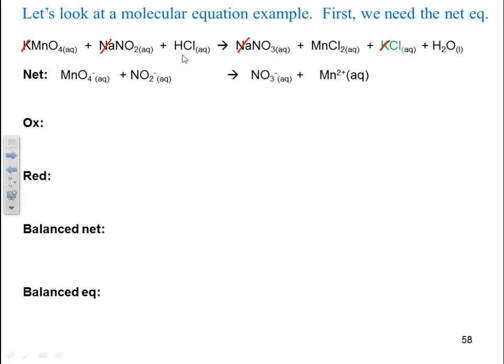Then you have HCl. Well, that's a strong acid. H plus going to H2O, that's chemistry, so that's going to come down. However, the chloride is a spectator in all cases. So I bring down my H plus and my water. So there's my net ionic equation.